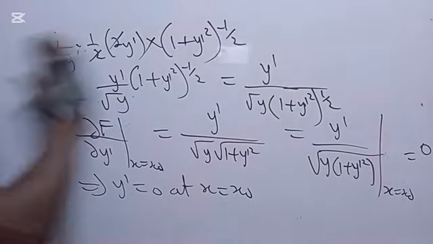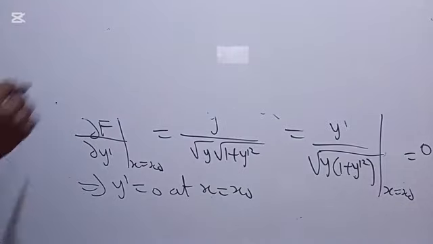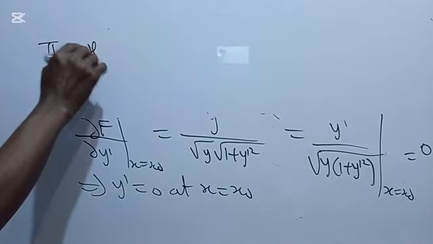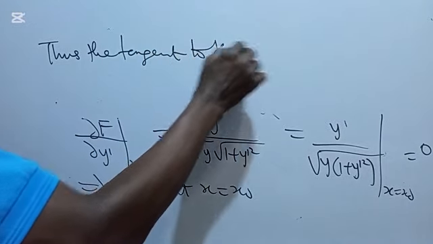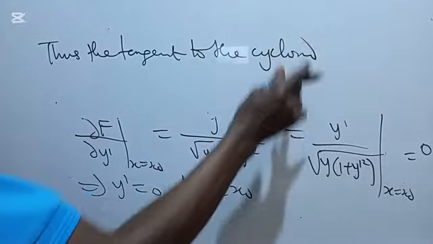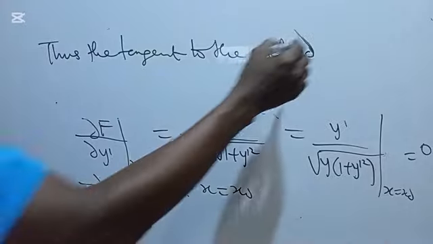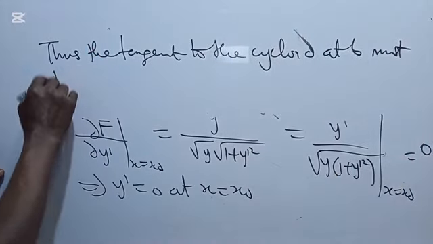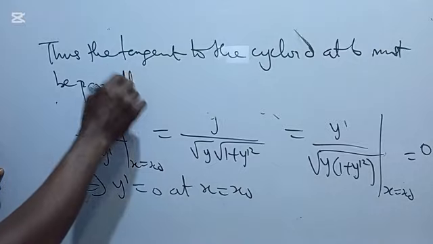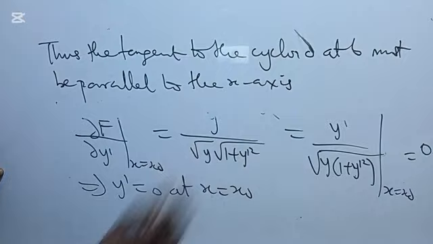Thus, we conclude that the tangent to the cycloid, that is the shape of the curve, to this cycloid at B, the endpoint, must be parallel to the x-axis. And in that case, our theta is going to be pi.